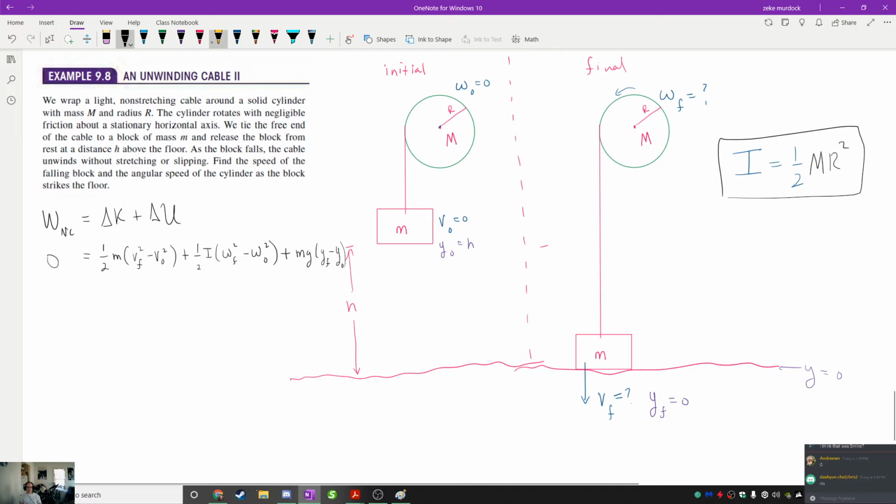A lot of this stuff is 0, so we'll go through and define all the things that are 0. All of the initial velocities are 0, and the final height is 0. So I'm going to take the term mg y initial and move it to the left-hand side.